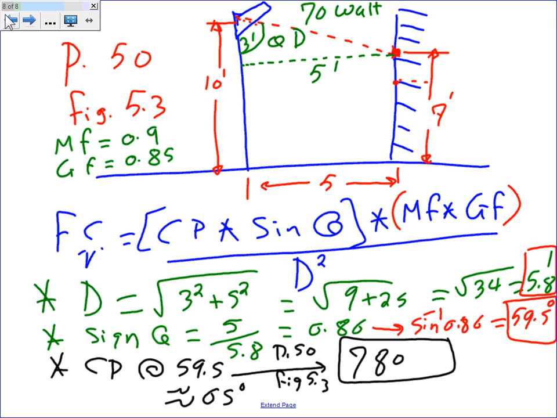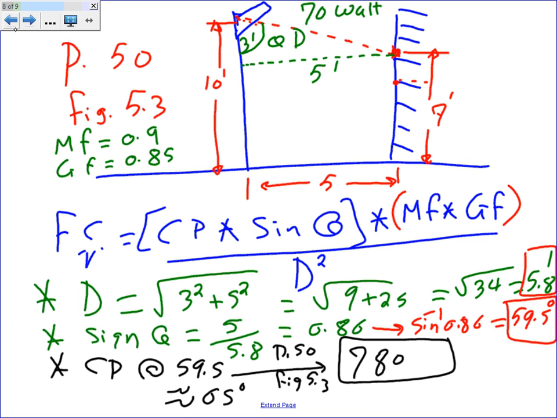All right, so let's go to the foot candle. The last thing, my friend, is foot candle equal 7. You guys have to give me the values here. So I have 780 times sine. We know what the sine is because we found it. The sine is 0.86. 780 times 0.86.